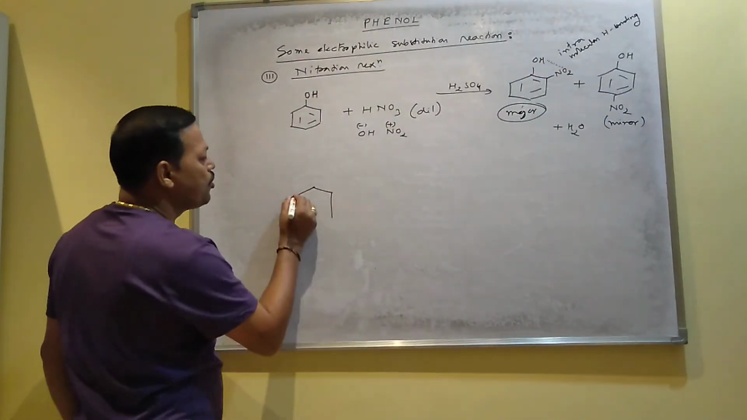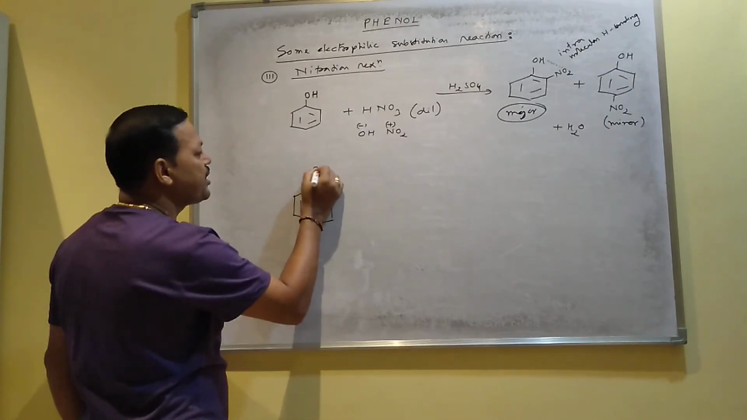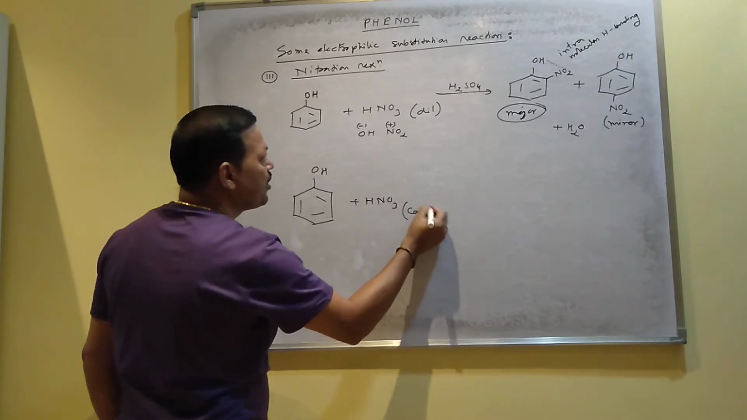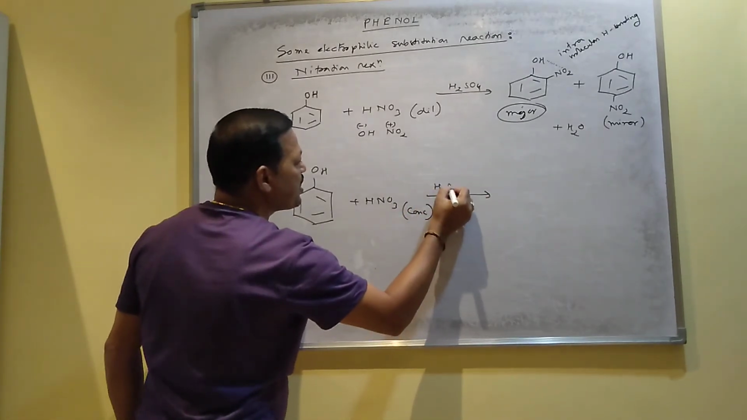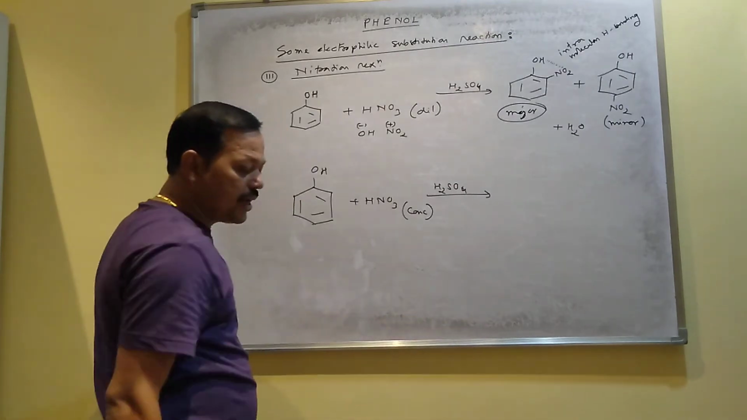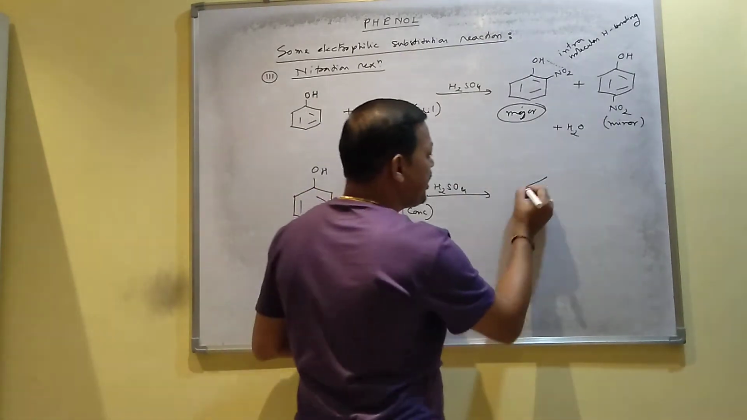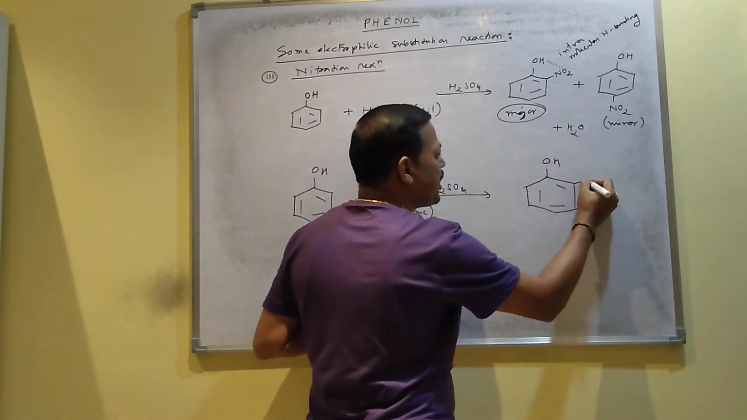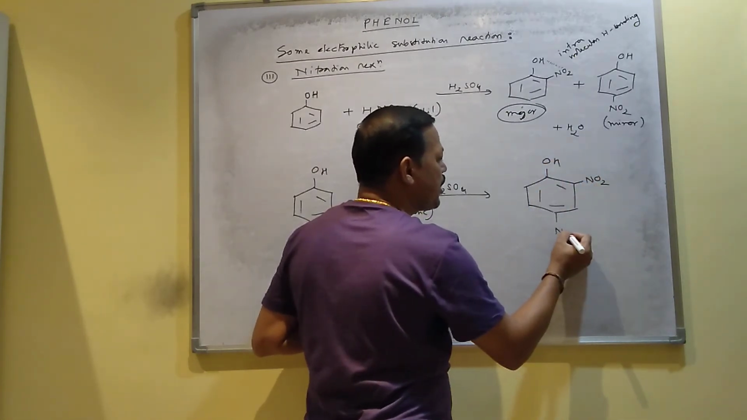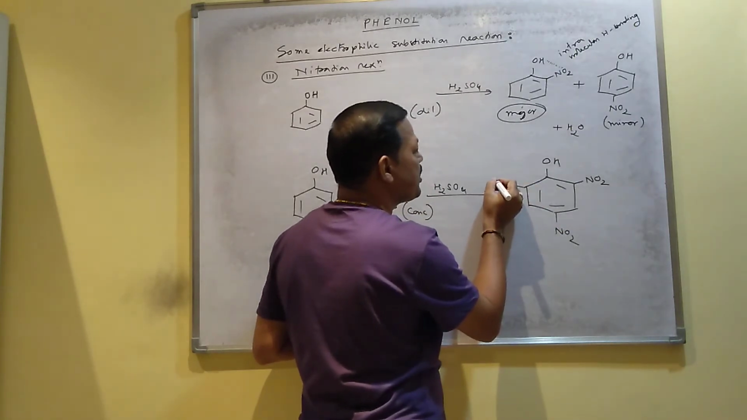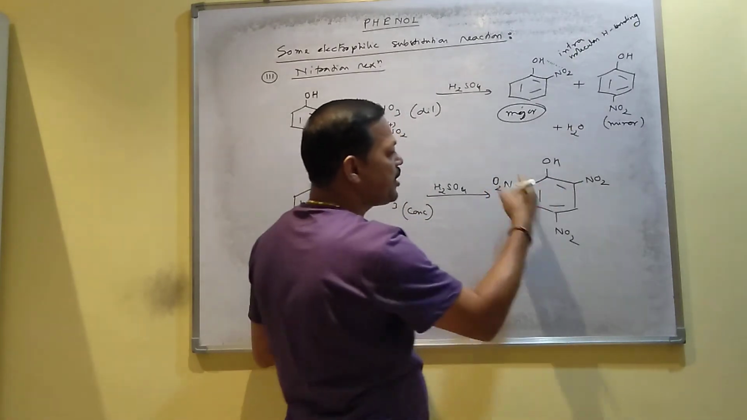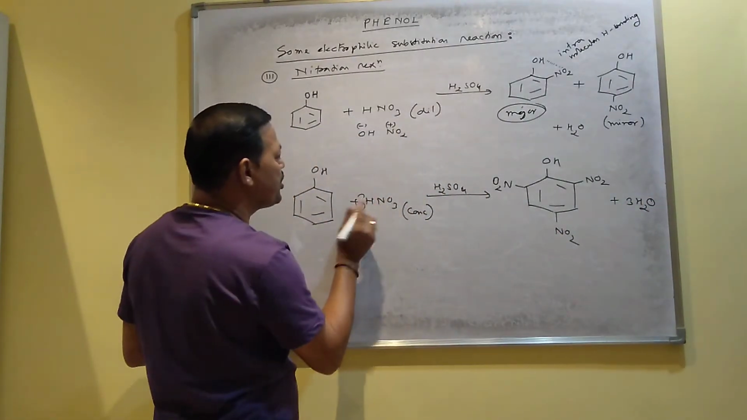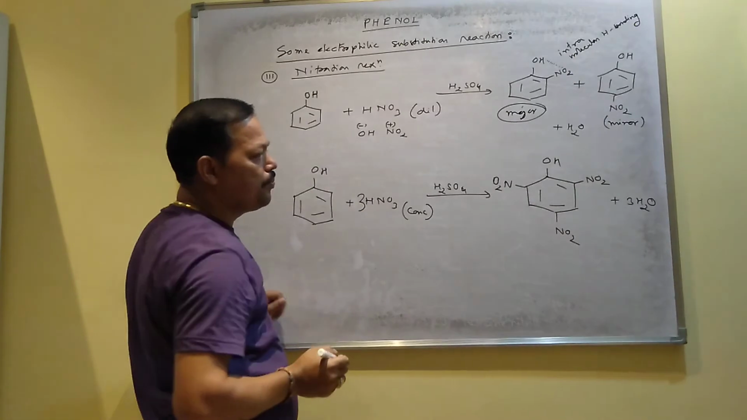And similarly, when phenol reacts with concentrated nitric acid in presence of concentrated sulfuric acid, then you will get only one product. The nitro groups can join here, I mean 2,4,6-trinitrophenol. Like this 3 nitro groups will come and 3 water you will get. To balance the reaction you have to put 3 here, then the reaction will be balanced.